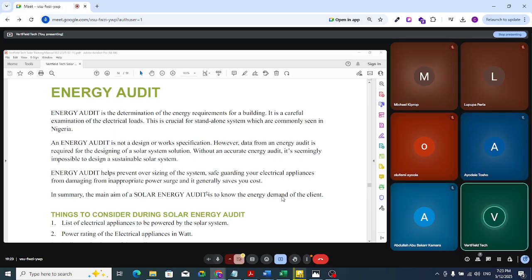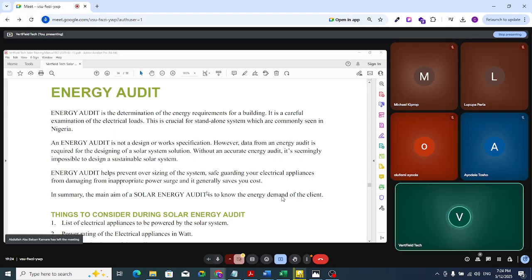Now the consequence of oversizing your system is high cost of installation. So when it says that energy audit generally saves you cost, it simply means that if you size your system rightly, both from your energy need and your solar component, you are then going to be using the right amount of funds or budget to execute that project. So you are not going to be wasting your clients' funds in setting up that project. That is what it simply means.